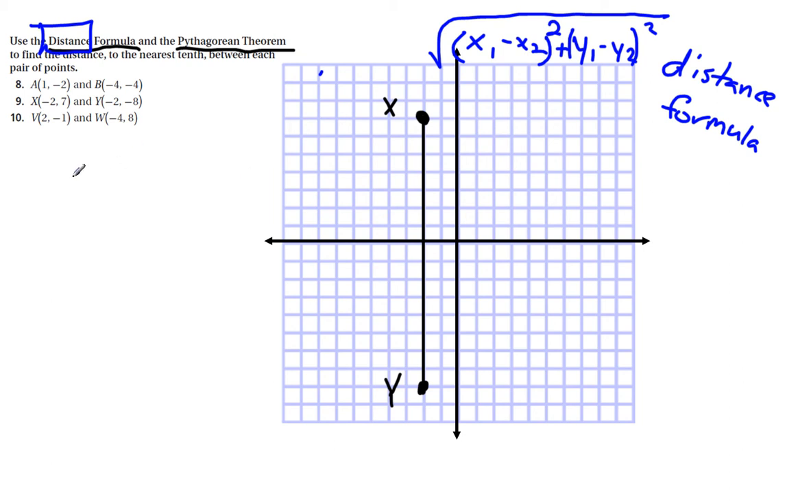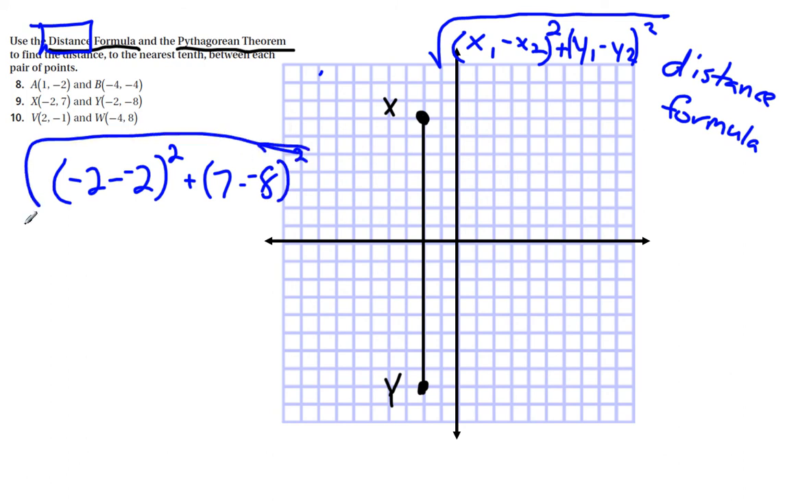So x1, negative 2. Yeah, I'm going to keep going x1 minus x2. I don't care. I'm a rebel. So x1 minus x2. Not that it matters because they're both negative 2. Squared plus y1, 7 minus negative 8 squared, and we're going to take the square root of this mess. So negative 2 minus negative 2, we can add the opposite here and get 0. 0 squared plus 7 minus negative 8 actually. Add the opposite is 15 squared, and we want the square root of that.